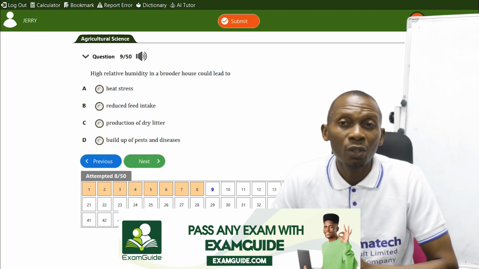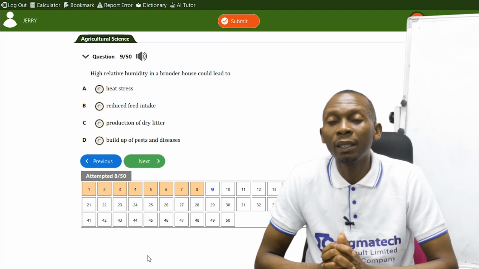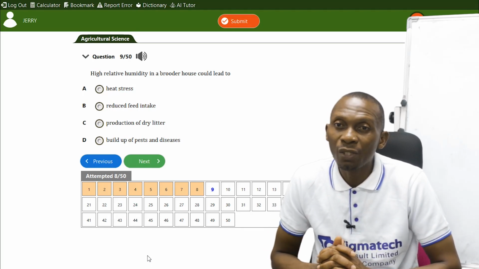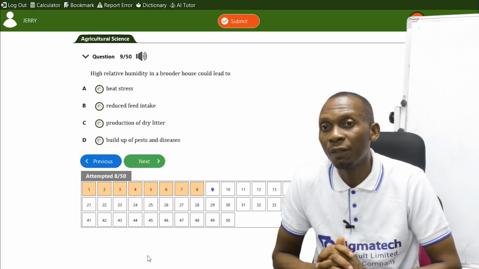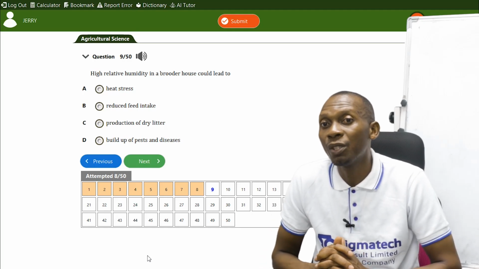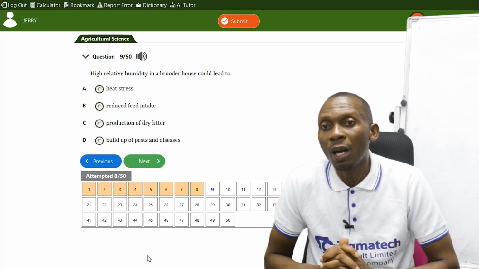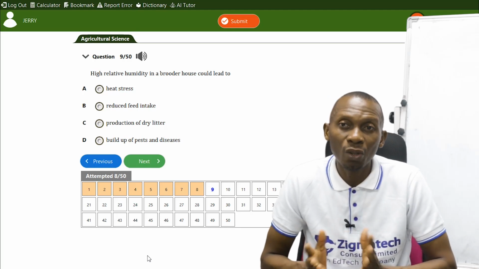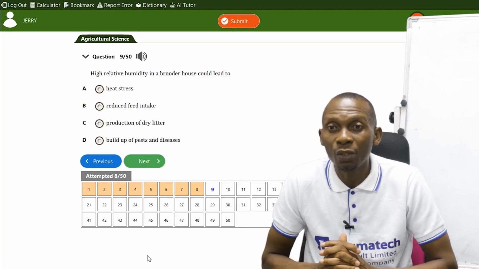Here, when you talk about humidity, we're talking about moisture content in the atmosphere. So the A option says heat stress. Nope, relative humidity will not cause heat stress. Neither will it reduce feed intake. Neither will it lead to production of dry litter. Remember, it's moisture content, the water content in the atmosphere.